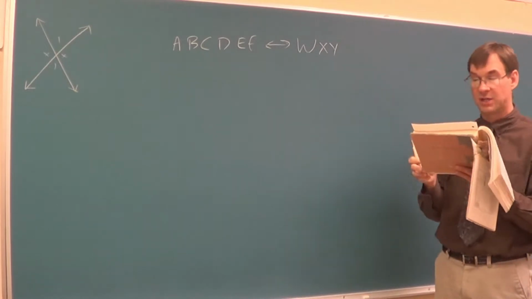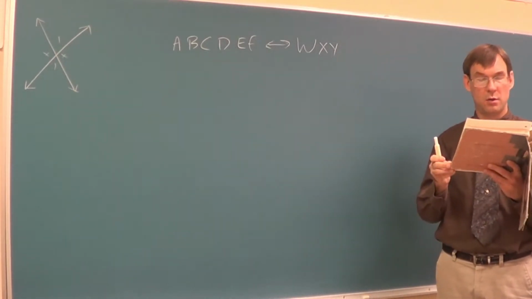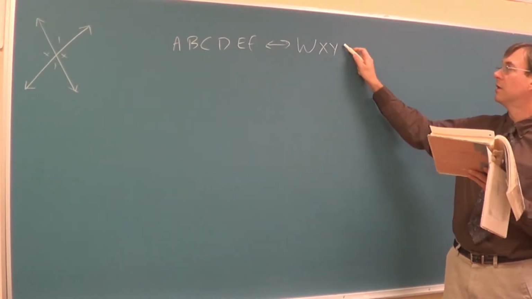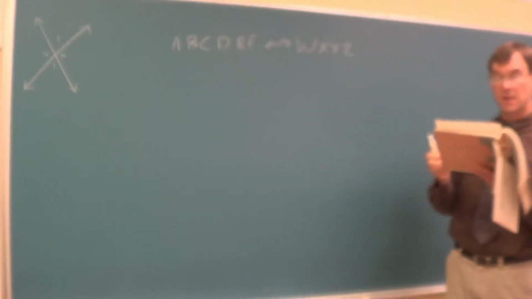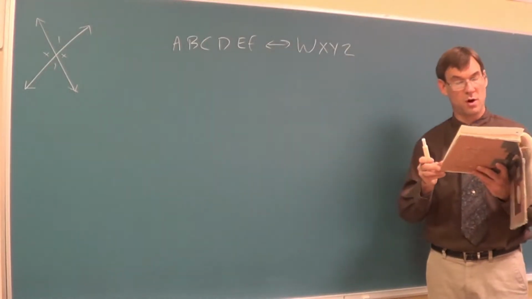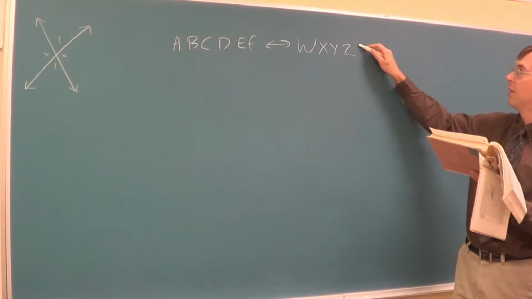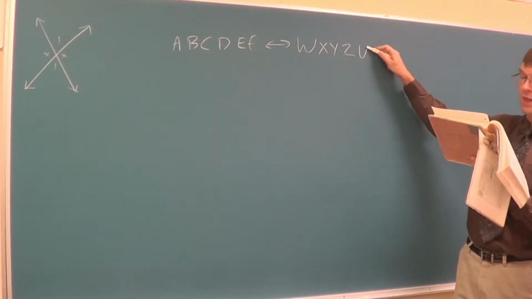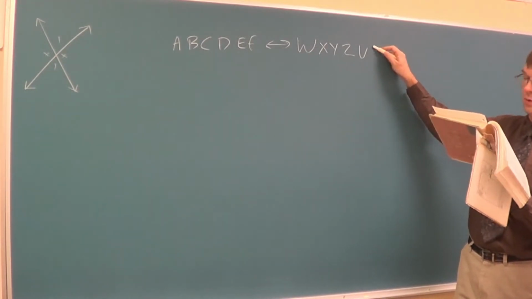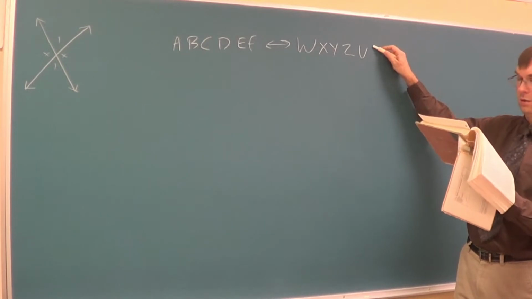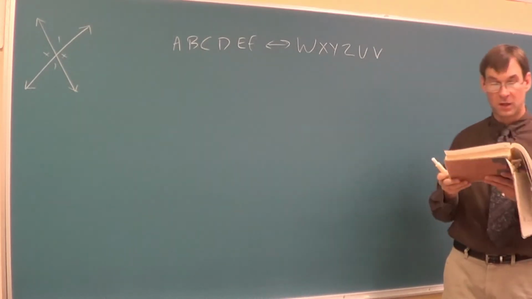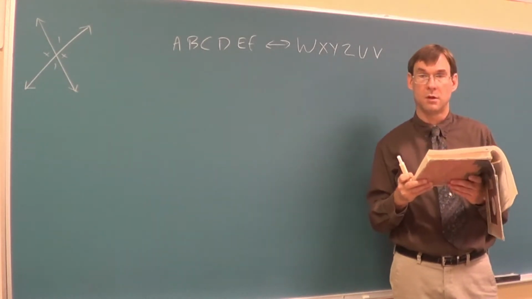The BC matches the XY. Who does D friend up with? Z. E is like the very topmost part of my shield. That goes with U, and then I'm only left with 1 letter at that point, which is the V. So that's a matchup. You okay with that one?